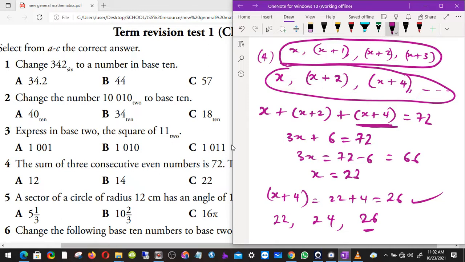Give me pen. So those of you just seeing it for the first time, please write this, call it consecutive even numbers. They call this consecutive numbers. Consecutive even numbers, and this one is just consecutive numbers.